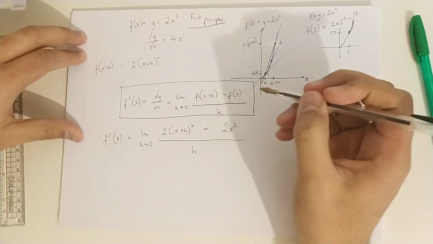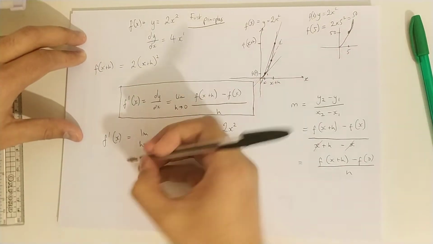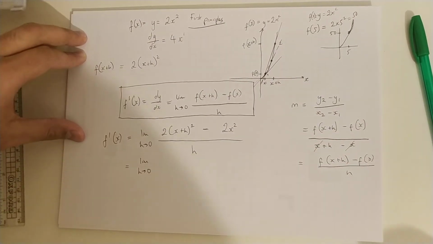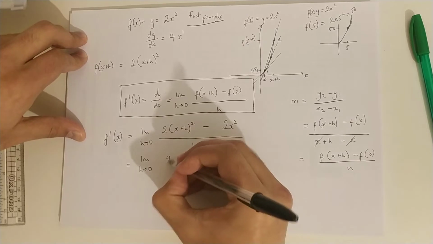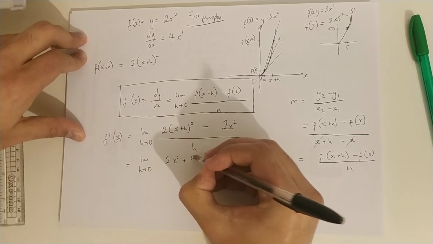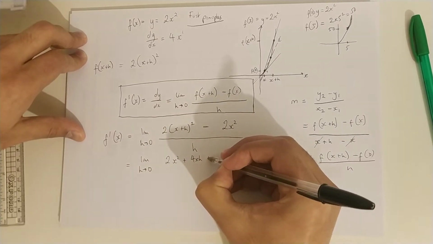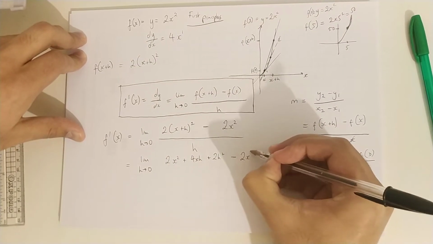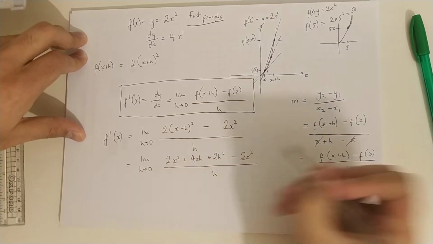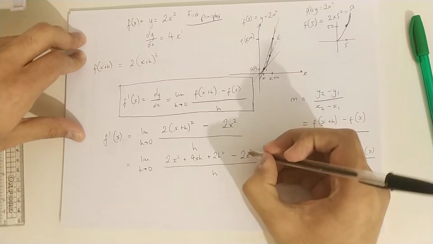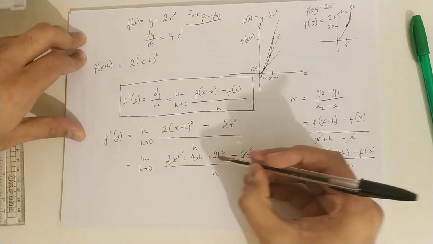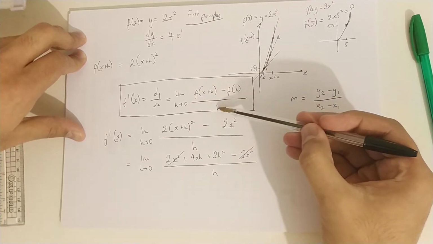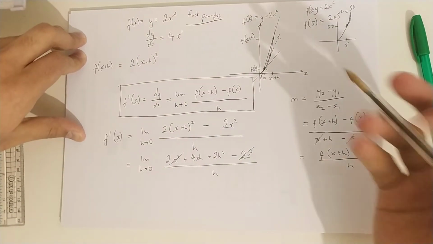Alright, so we've got that. And now I'm going to try and expand this bit, see what happens. Hopefully it simplifies into something nice. I expand that, I get 2x squared plus 4xh plus 2h squared, minus this guy here, over h. And you'll notice that the 2x squareds are going to cancel, and then I can actually factorize an h out here, and that's really important because, as I mentioned, the h at the bottom cancels out with an h from the top.